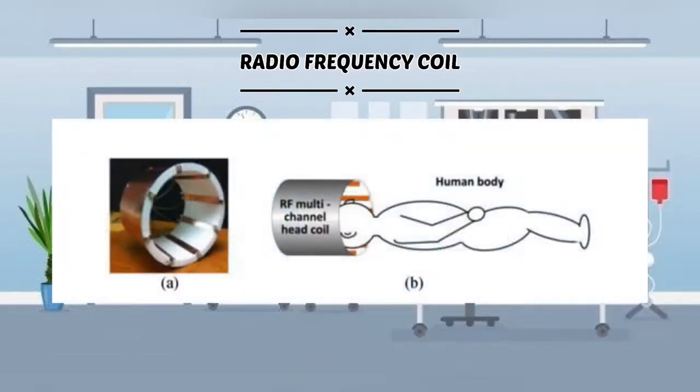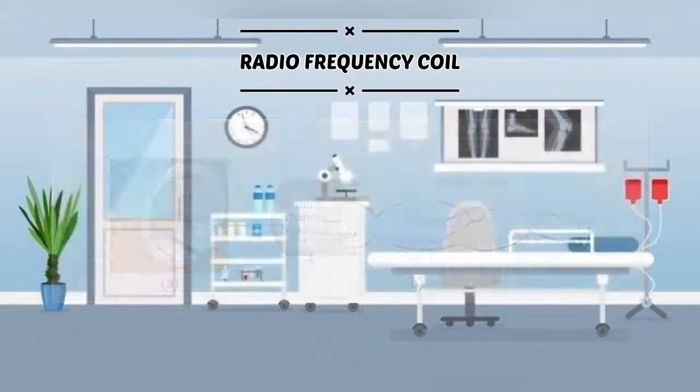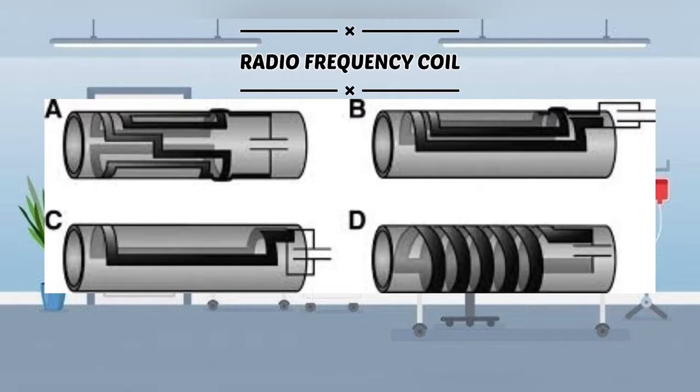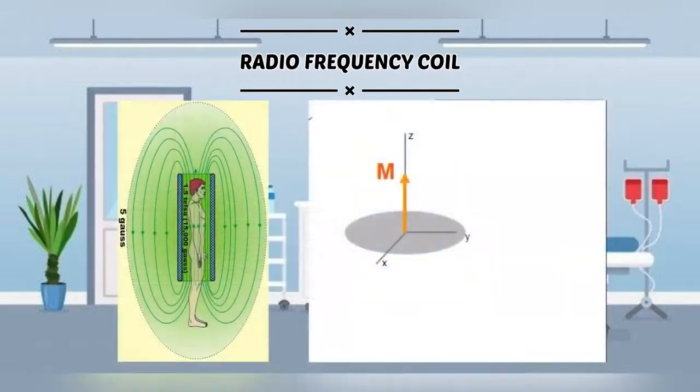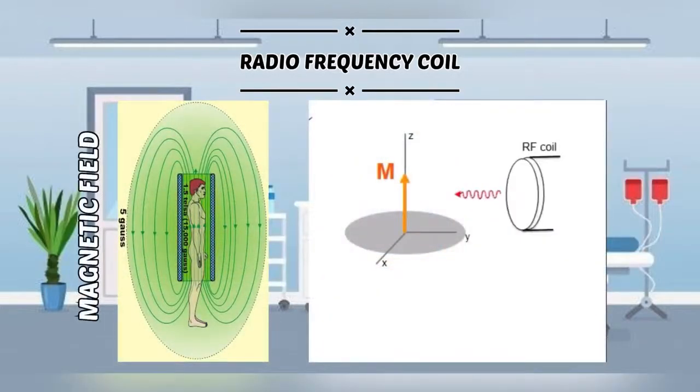The way to detect this small magnetization is by using radio waves and a phenomenon called resonance. A radio wave is sent into the part of the body we wish to scan using a radio frequency coil. These coils can appear in various shapes and sizes. When a radio wave of a specific frequency is sent into the body, the magnetization is tipped away from being aligned with the main magnetic field.